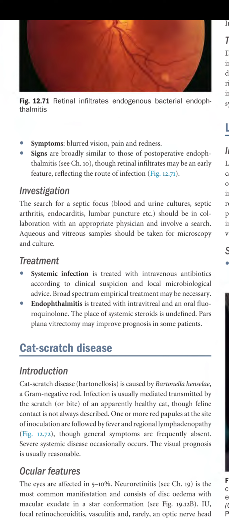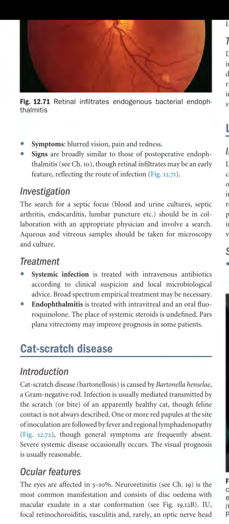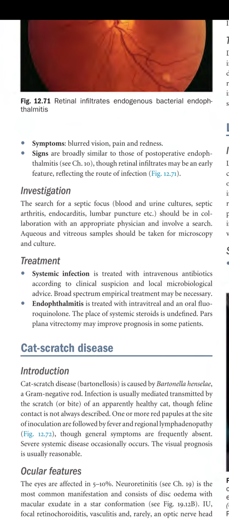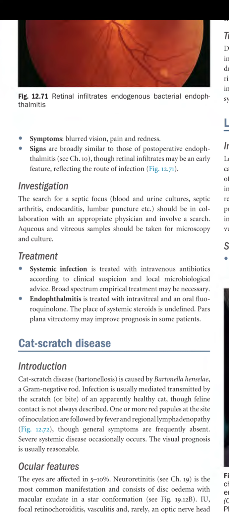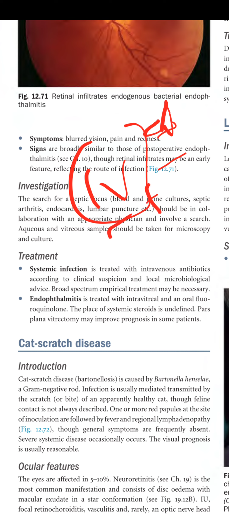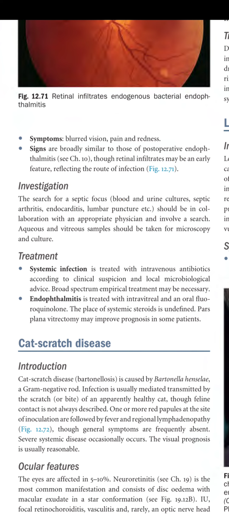Treatment: the systemic infection is treated with intravenous antibiotics according to the clinical suspicion and local microbiological advice. Broad-spectrum empirical treatment may be necessary. So you have to treat the systemic infection, and for that you need systemic antibiotics. The endophthalmitis is treated with intravitreal antibiotics and oral fluoroquinolone. The place of systemic steroid is undefined. Pars plana vitrectomy may improve the prognosis in some patients.